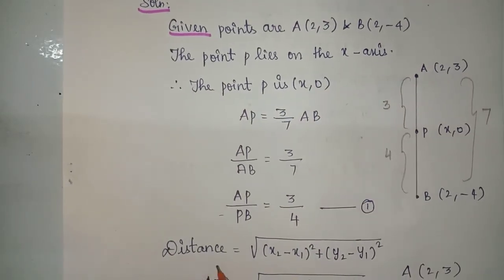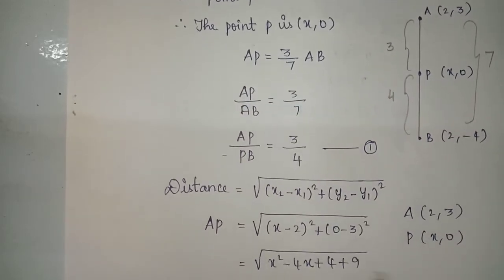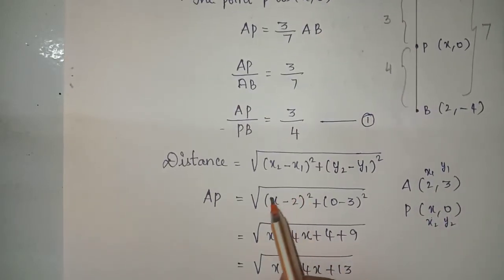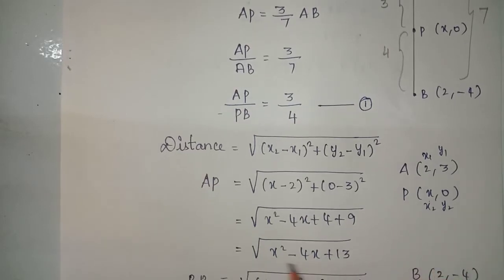Next you are taking the distance formula. Distance is equal to root of (x2 minus x1) the whole square plus (y2 minus y1) the whole square. So you have to find the distance of AP and BP. So AP is equal to root of, this is your x1, y1, x2, y2, so (x minus 2) the whole square plus (0 minus 3) the whole square, which is equal to, this is (a minus b) the whole square formula, so x square minus 4x plus 4 plus (minus 3) the whole square is 9, which gives root of x square minus 4x plus 13.